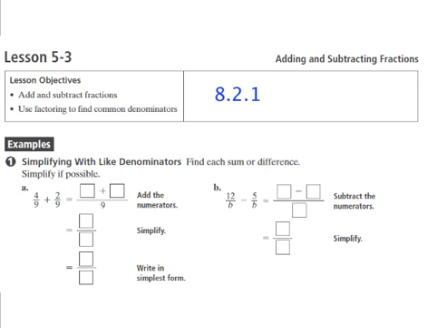Today's lesson is adding and subtracting fractions. We're going to add and subtract fractions and use factoring to find common denominators. Our Indiana Academic Standard is 8.2.1.